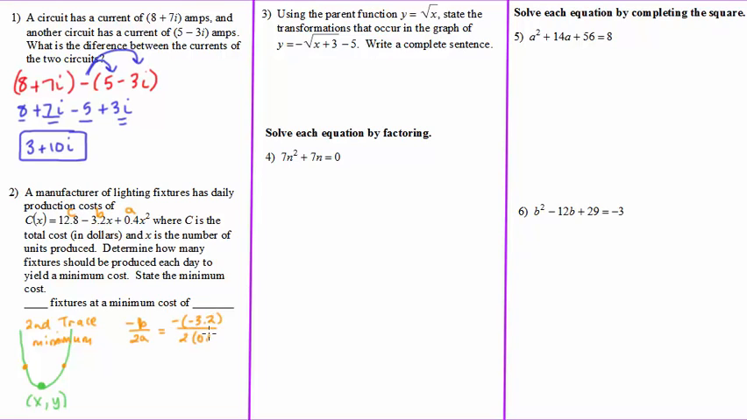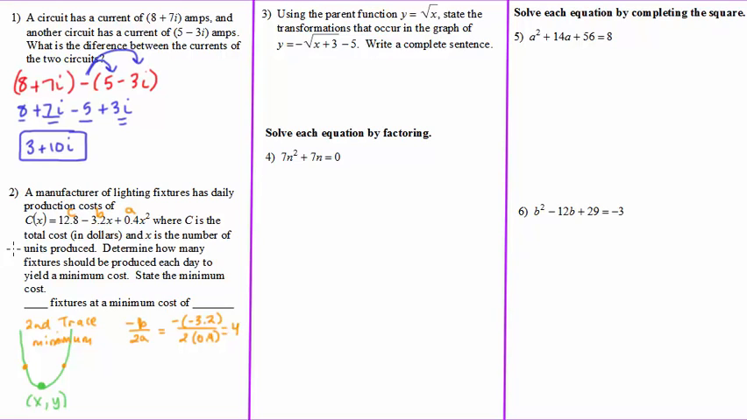So we can actually plug this in and probably put this in the calculator. That's a positive 3.2 on top, divided by 0.8. If we multiply it out, we get 4.